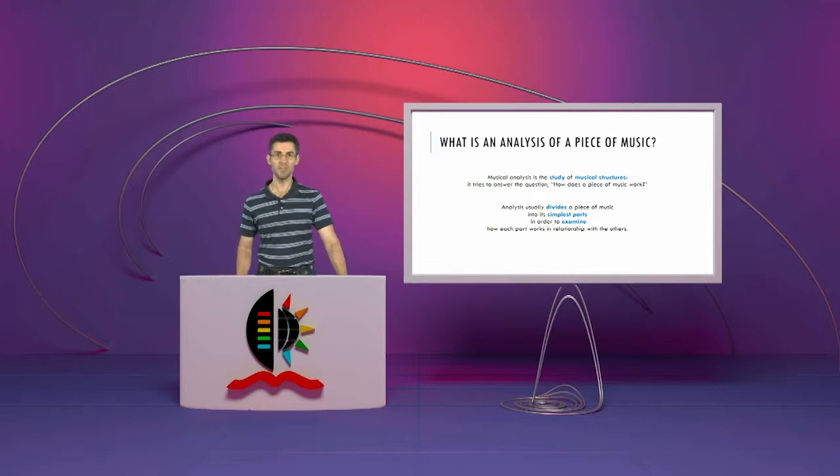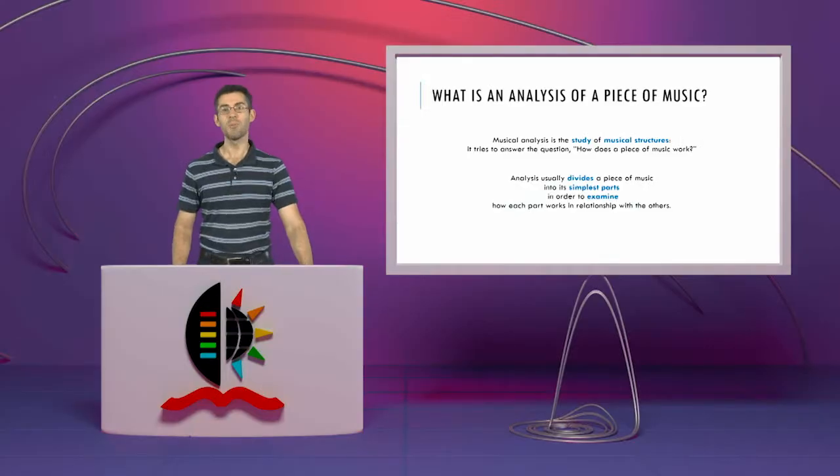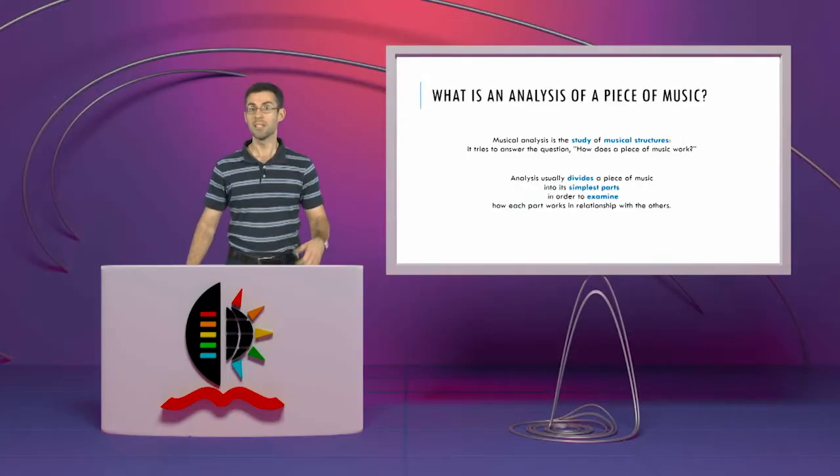Analysis usually divides a piece of music into its simplest parts in order to examine how each part works in relationship with the others. So from an academic point of view, we can then see why a composer has chosen to use particular aspects of melody or harmony. For performers, this becomes very important when we are going to interpret a piece of music. That is why we need to analyze it.